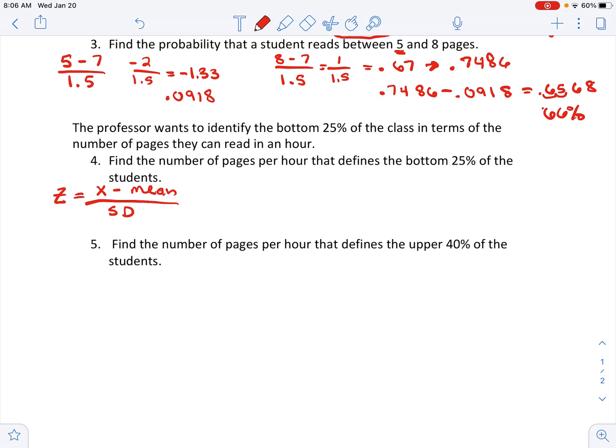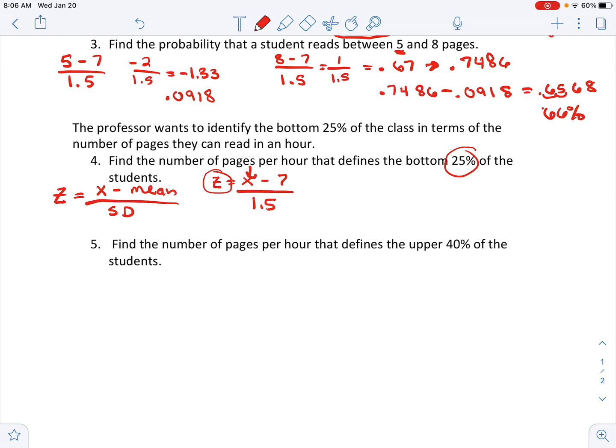So right now, if you look at it, we don't know the z-score. We don't know the x value. That's what we're trying to find. We do know the mean. The mean is still 7, and our standard deviation is 1.5. So we need to find the z-score that goes with the bottom 25%.